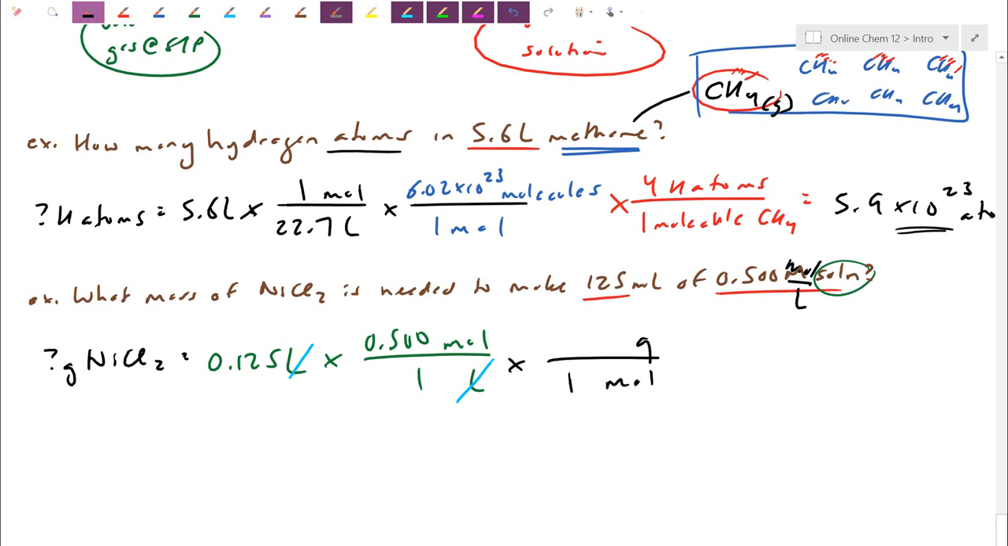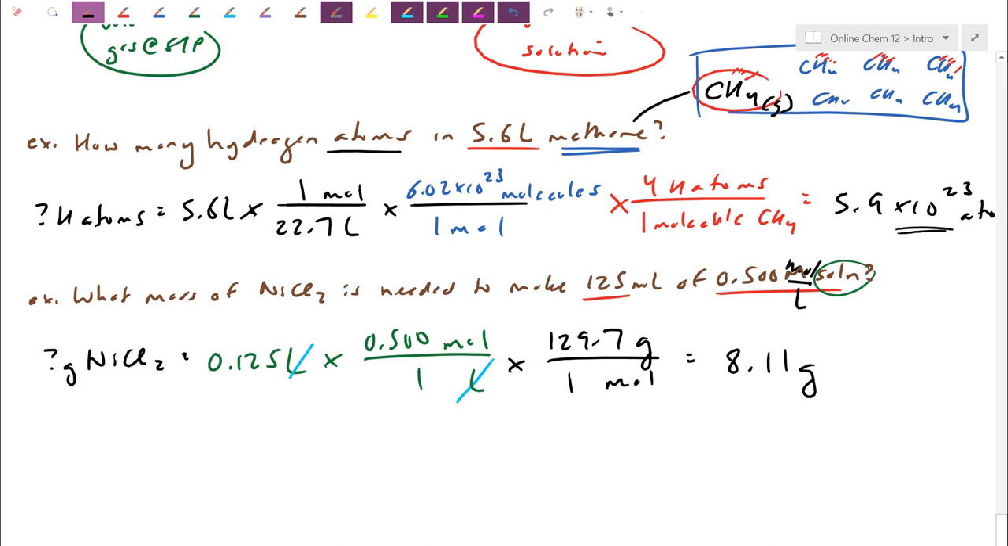So we're going to just keep going here. We have one mole. I add up a nickel. Nickel is 58.7 plus twice a chlorine, 35.5. Remember, this twice chlorine here is not because it's diatomic. It's just from the ratio from the ionic compound. 0.125 times 0.5 times 129.7 gives me here 8.11.